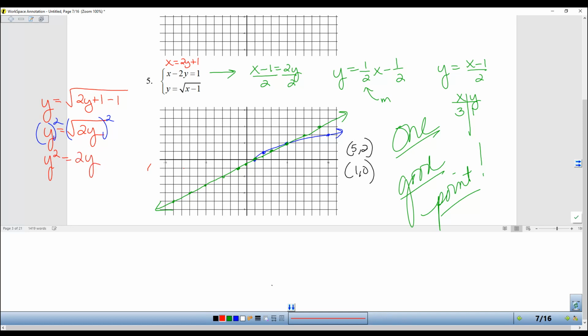I see a y squared in my equation. What do I do? I set it equal to 0 and factor. Don't forget about factoring out first. Y times y minus 2 is equal to 0. Y is equal to 0 or 2, which I already got. Y is 0 and 2. And you'd have to go back and solve for x.